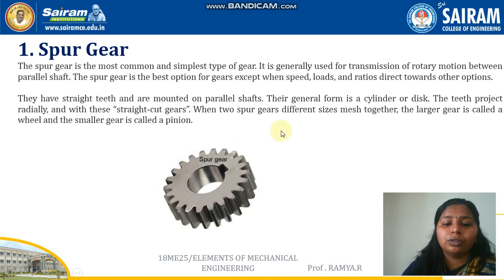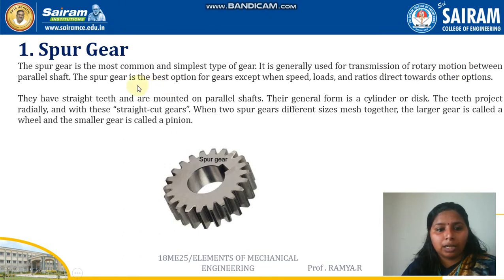The next is about the types of gears that are used. The first one is the spur gear. This is the most commonly used, and it is a very simple type of gear. It is generally used for transmission of rotary motion between two parallel shafts. Spur gear is the best option, except when speed, load and ratio direct towards other options. They have straight teeth and are mounted on parallel shafts.